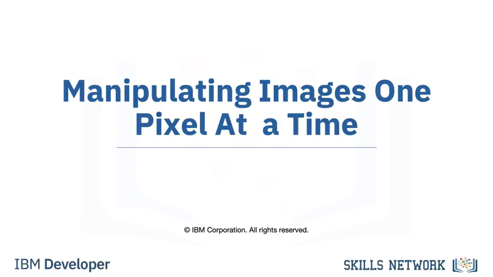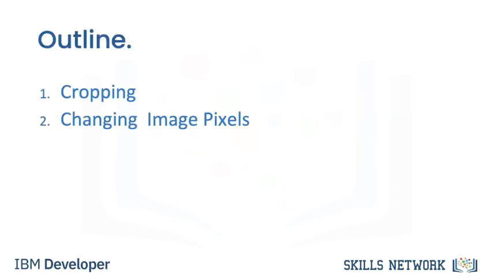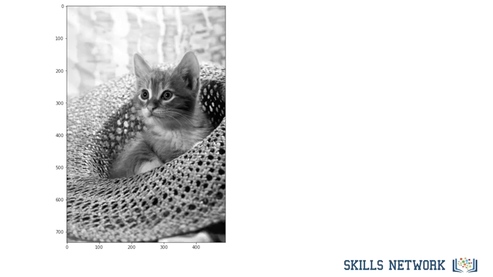In this video, we will discuss how to manipulate images 1 pixel at a time. We will discuss cropping, changing image pixels. Consider the following grayscale image. Each pixel or intensity is a value in an array with its own index.